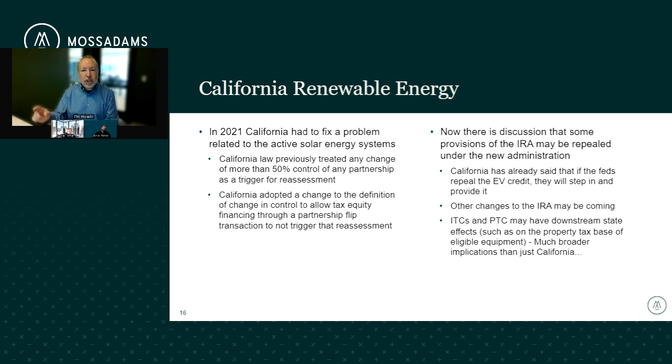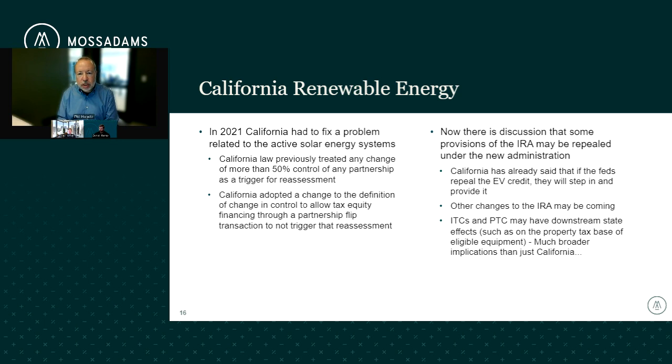The other thing I wanted to note, as Pat talked about during his presentation, there is continuing talk that even if not all of the IRA is completely rolled back, there is still a significant chance that some of the more individual-friendly elements of the IRA might be repealed, and California has talked about stepping in and providing those in the renewable space, or specifically in the EV credit space, that those would be backstopped by California.